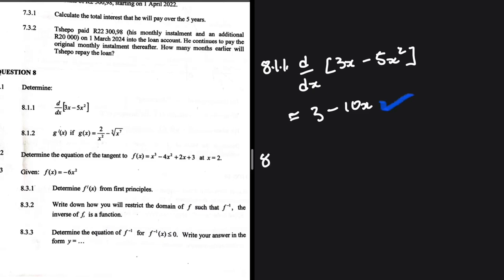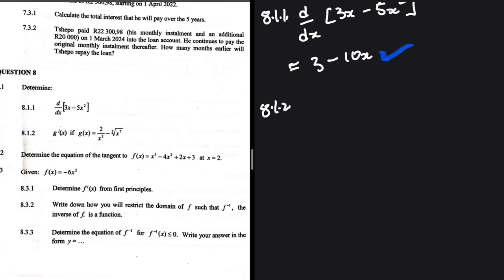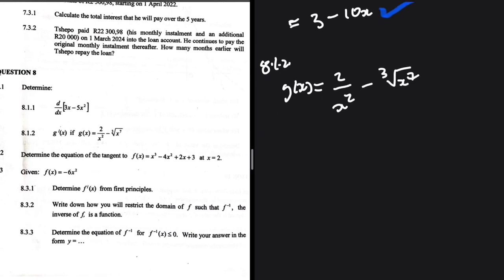And then taking a look at 8.1.2, we're supposed to find g prime of x when g of x is equals to 2 over x squared minus 3, and then we have the square root of x to the 7. So a few issues might arise here. We are not able to use the power rule when our function looks like that. So what do? We just rewrite it. We don't have to really complicate things. What do I mean by that? Let me show you. So for the first part, g of x is equals to 2 multiplied by x to the minus 2.